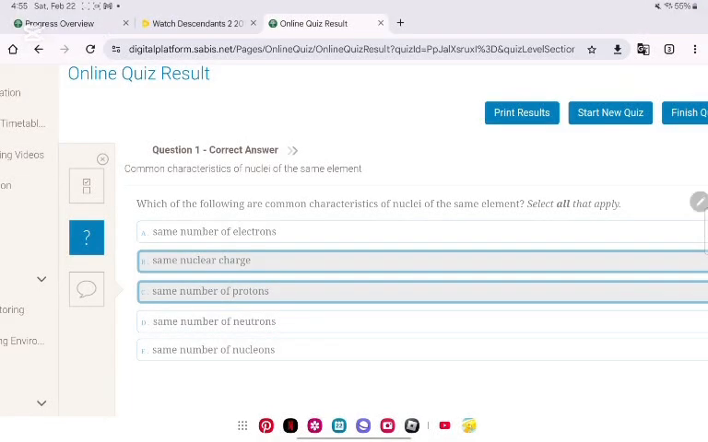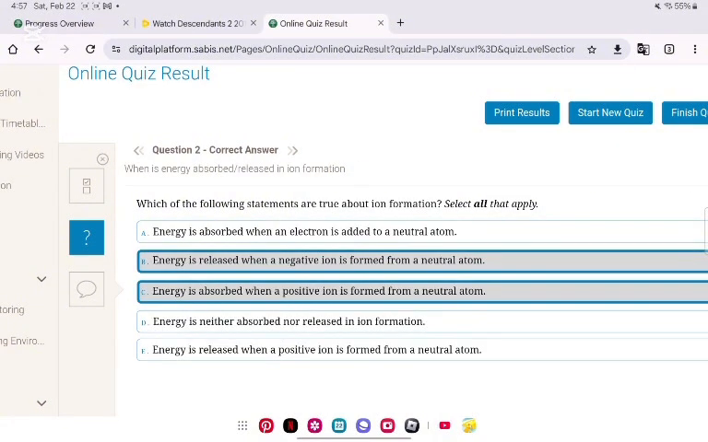So basically, they want the common characteristics of nuclei of the same element. Since they said same element, the protons are going to stay the same and the nuclear charge is going to stay the same. So let's say an atom had 8 protons, the nuclear charge is going to also be 8. So basically just memorize it.